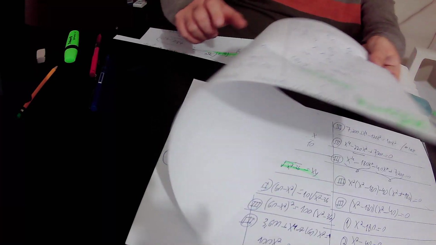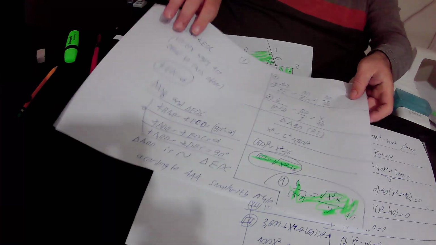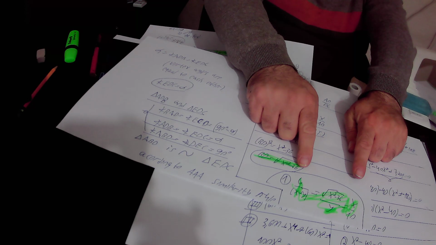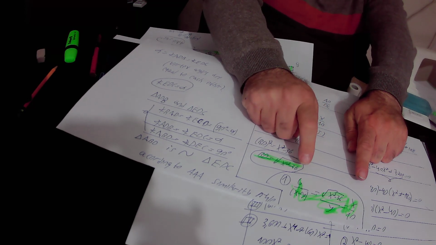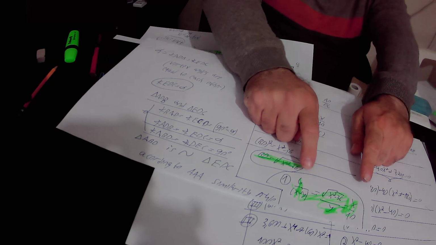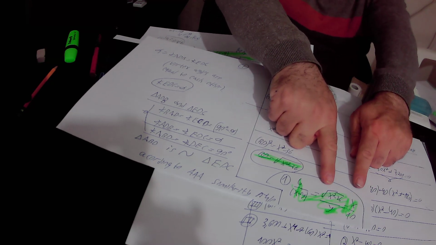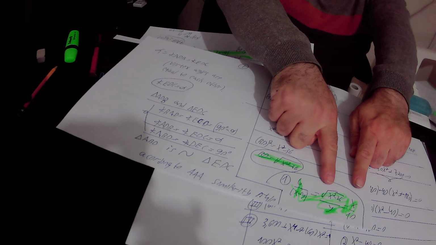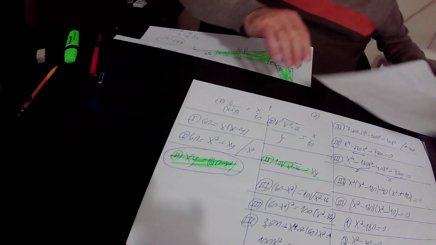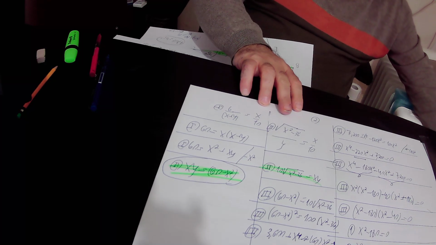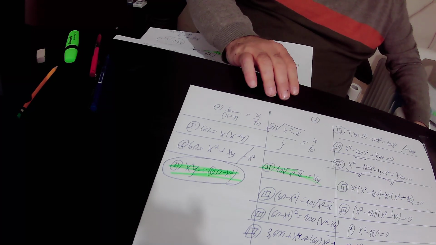From this equation, you can see that this side of the equation equals this side. So square root of x squared minus 36 over y equals x over 10. Okay, here square root of x squared minus 36 over y equals x over 10.